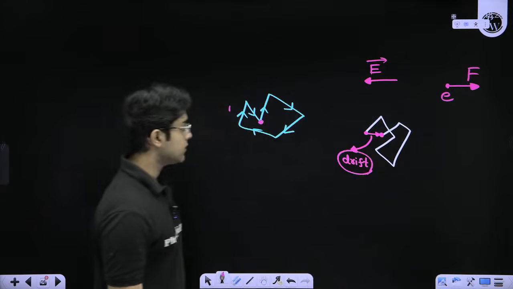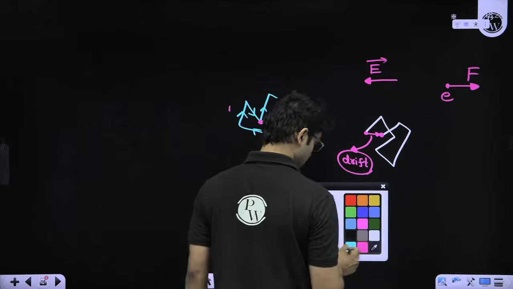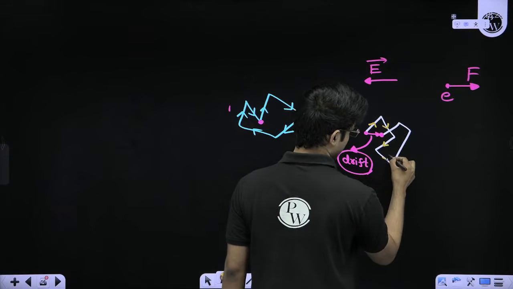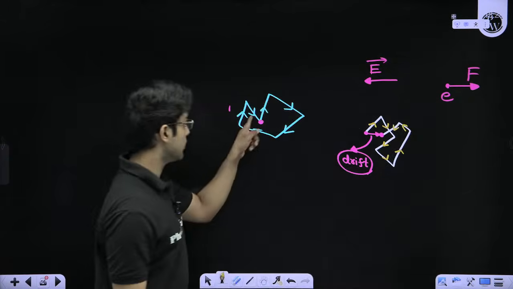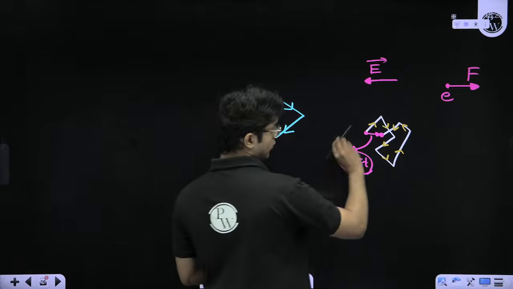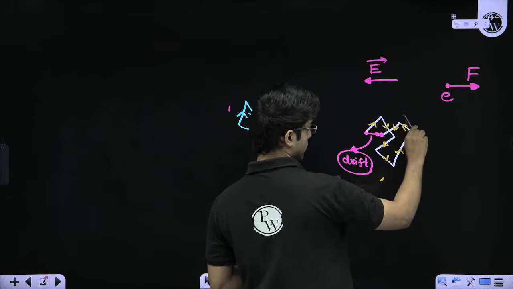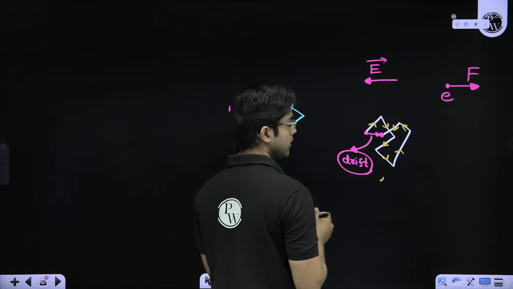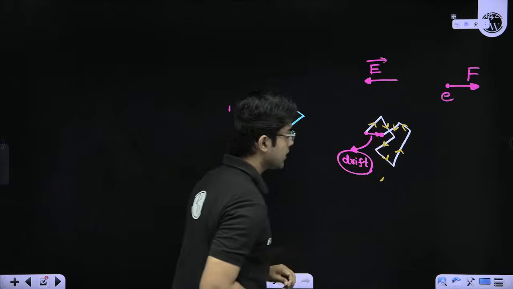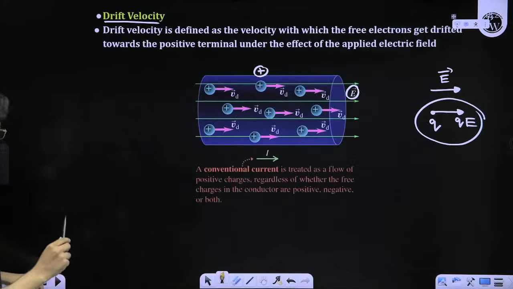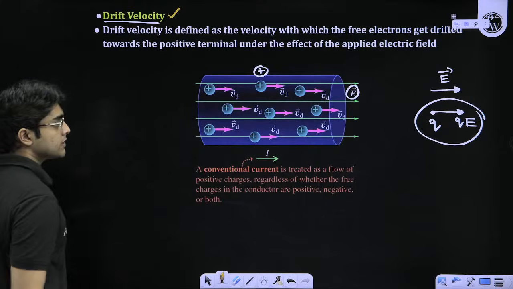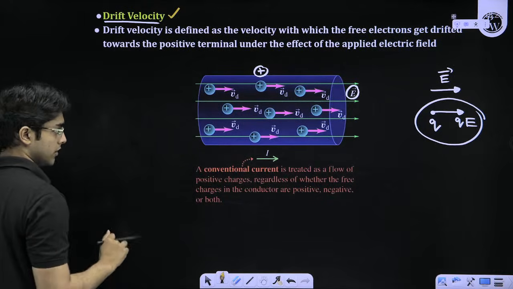So in the previous case, the motion was very random. But the electron wasn't moving anywhere. It will go here, there, and there, and it will come back to the original position. But now the electron will still have the random motion. That random motion will not go anywhere. But because of this electric force to the right, it will slightly drift to the right. So that drift per second is what we call the drift velocity. And it's the drift velocity that gives us the current.